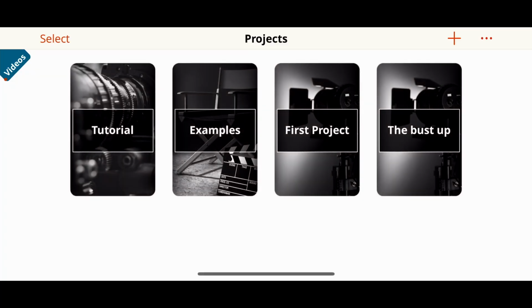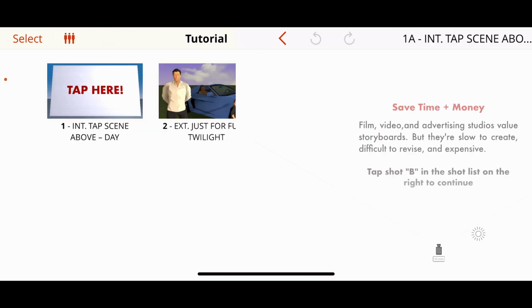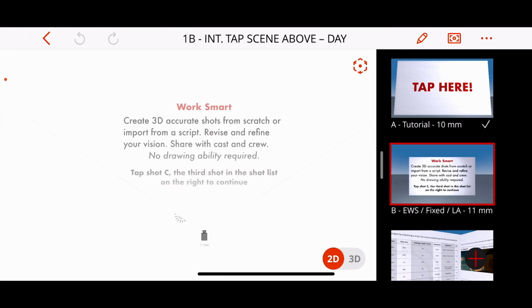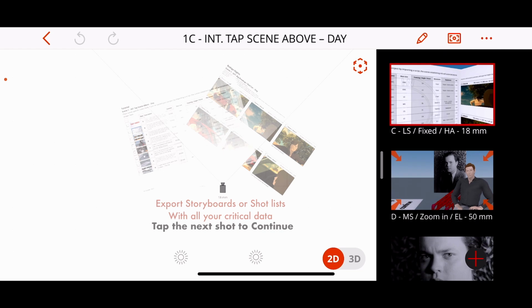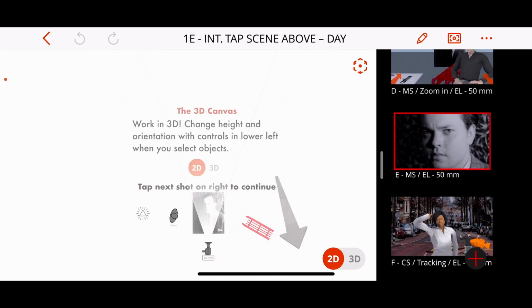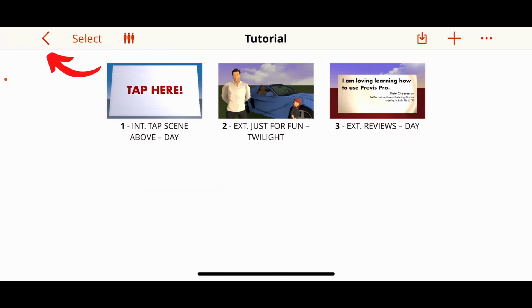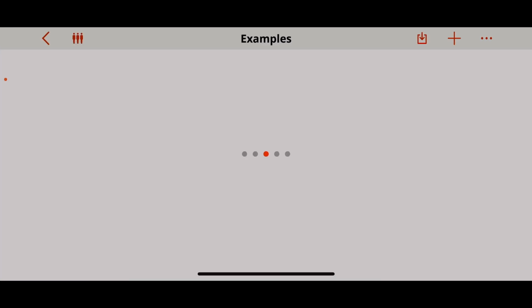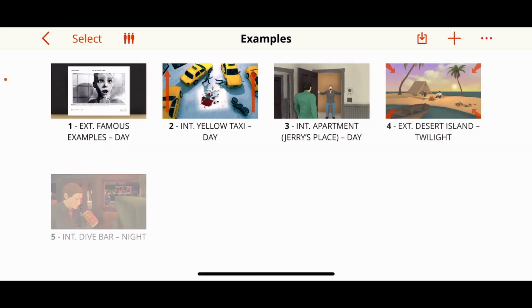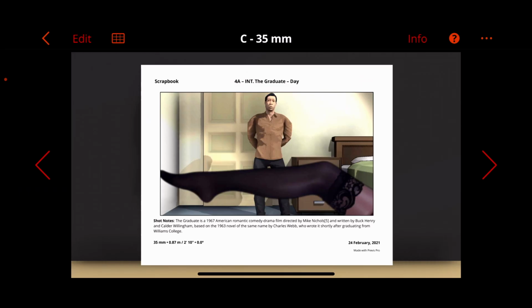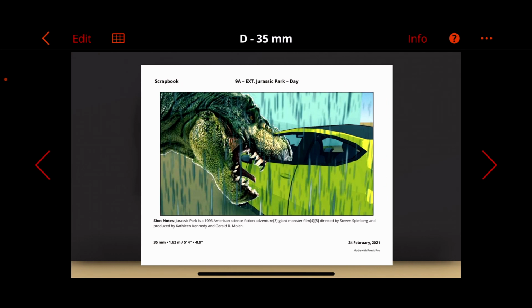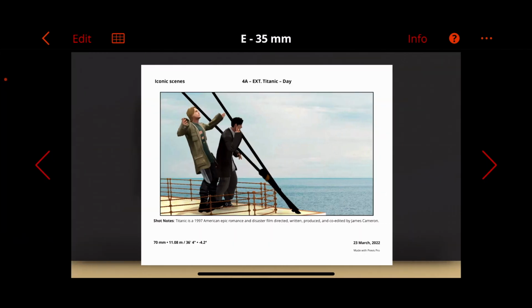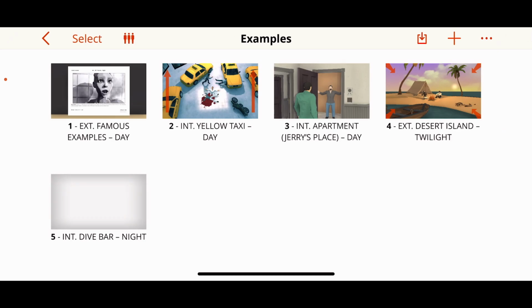So this is PREVIS Pro. On the left hand side of the first menu you come to, you've got tutorials. If you press on tutorial, it will come up with not a full tutorial as such, it just goes through a few screenshots that they've created telling you basically what you can do with PREVIS Pro and the kind of shots you can create, storyboarding, that kind of stuff. Then you just press that arrow on the top left hand side and that takes you back a page and you can go to examples. So this is examples of work that they've created for you to have a look at. And they've recreated various famous films, so The Graduate, Jurassic Park, Titanic, all those kind of things. So it's quite fun to see what they've created and what's possible with this app.